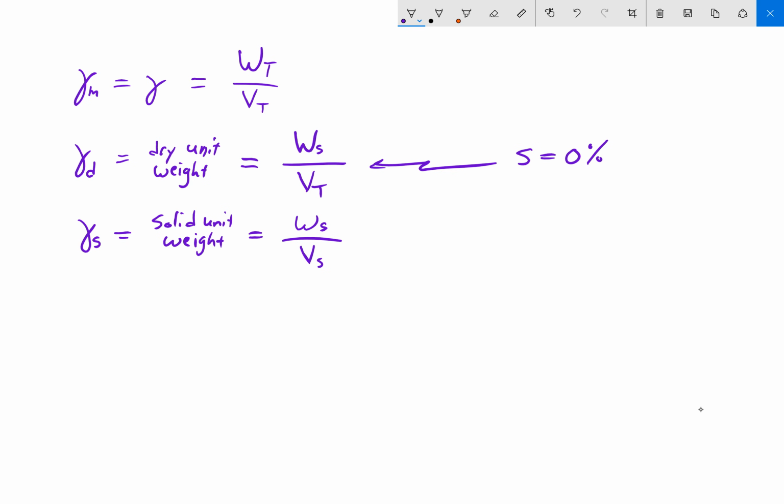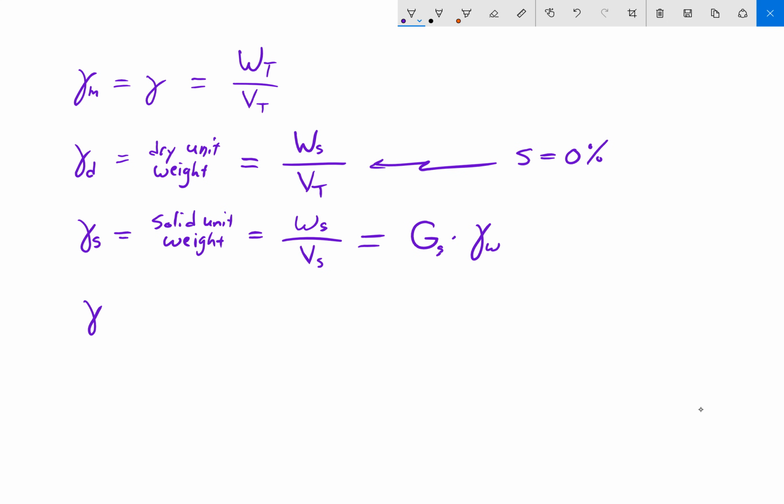And the solid unit weight can be calculated in another way. We can multiply the specific gravity by the unit weight of water. Every material has a specific gravity, and we'll talk a little bit about this parameter in just a few minutes. And the unit weight of water is typically known. We typically assume it to be 62.4 pounds per cubic foot, or in metric units, 9.81 kilonewtons per cubic meter. So that's an easy way that we can compute that.